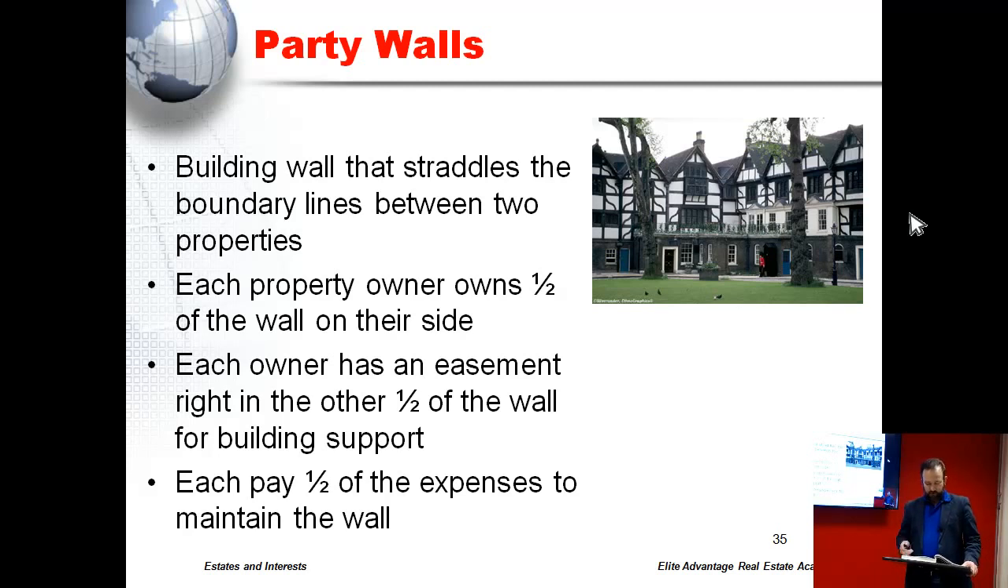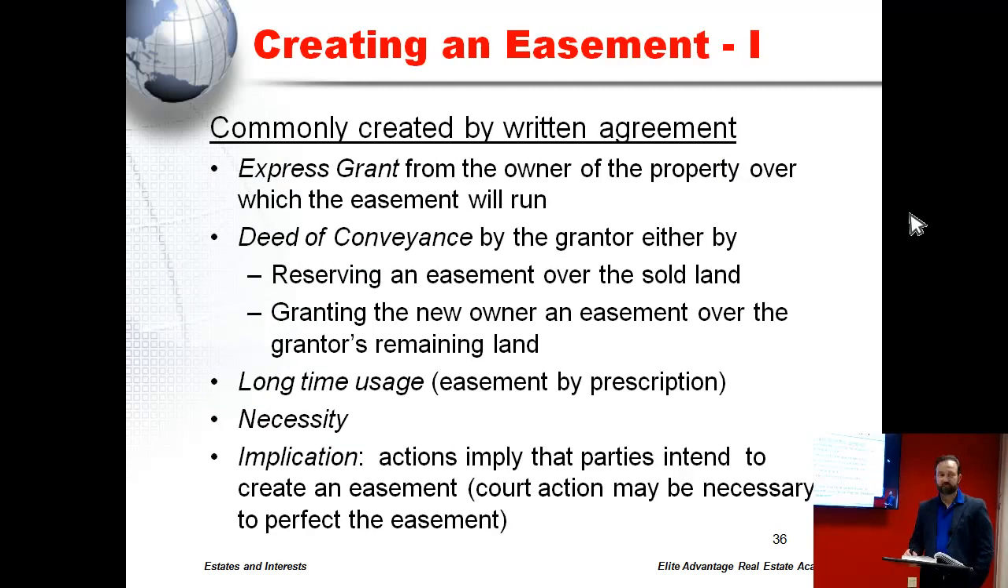The party wall is the building wall that straddles the boundary line between the two properties. Each property owner owns one half of the wall. Each owner has an easement right in the other half of the wall, which is interesting. So they share the expenses of maintaining that wall. This happens a lot with roofs in Philly, where there's a party wall and the roofs are joining there like this, and they're like, well, I'm not paying for this, I'm not paying for this, and somebody needs a new roof.